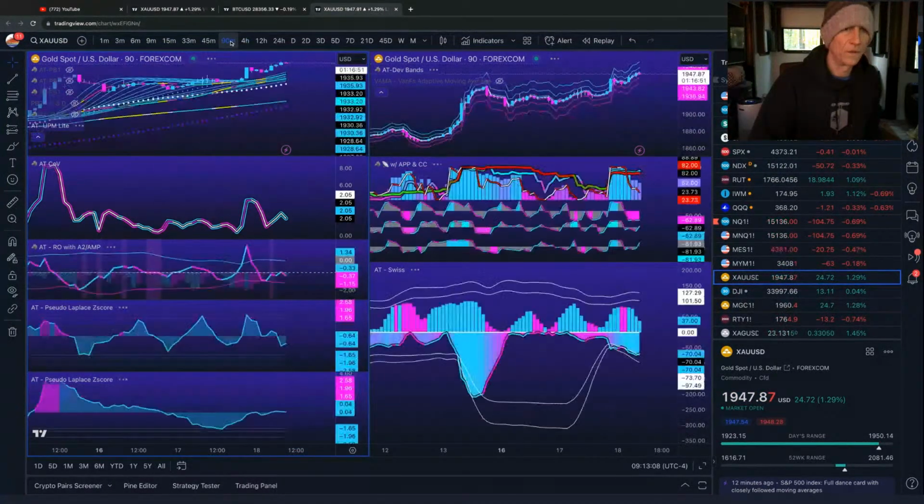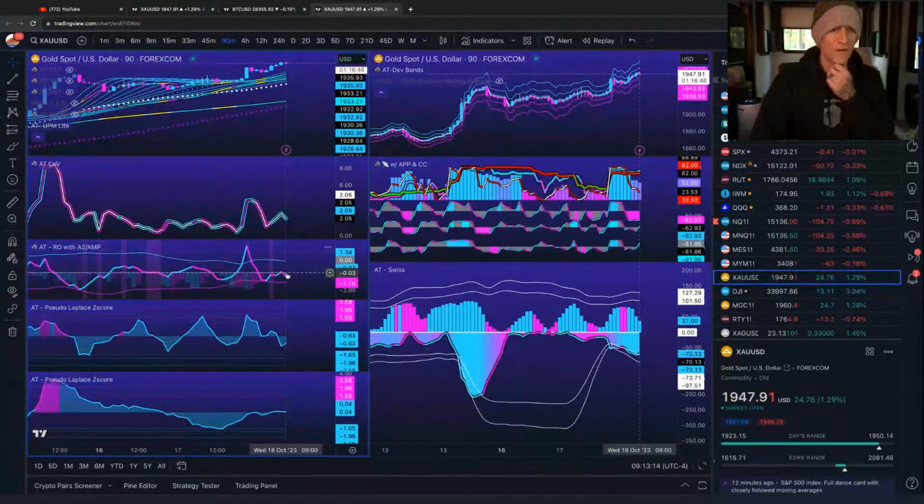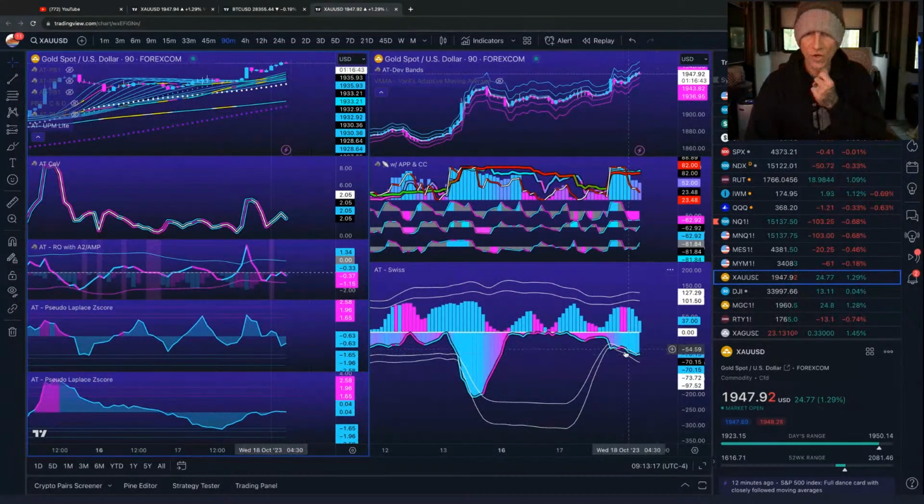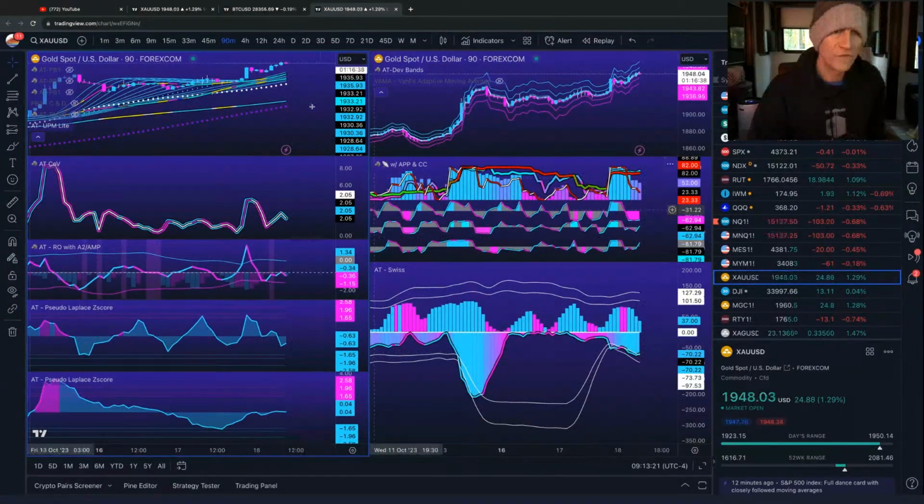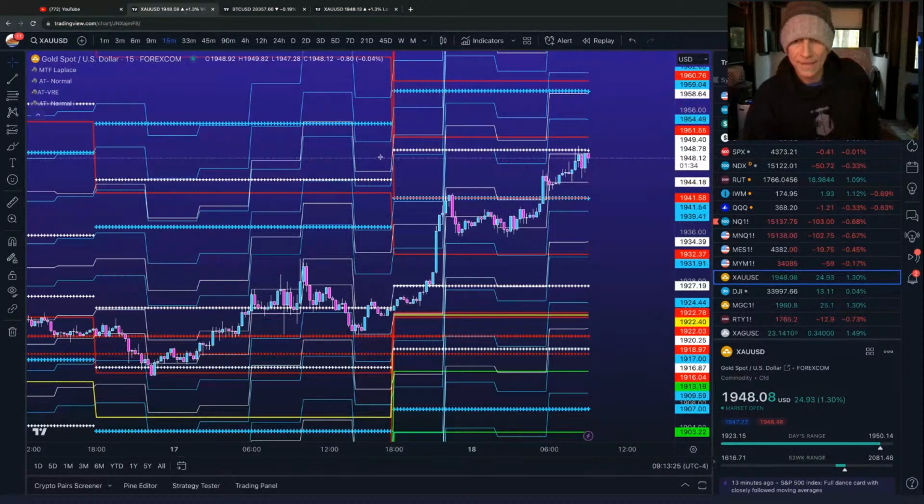Let's go down here lower. See this 90 minute? That's what I'm looking for. There's the div. It is very local, too. Rejecting off the zero mean, coming out of trend to the top side on the 90 minute. We got wave trend down there at 1920. Wow, that's wave trend on the 4 hour.